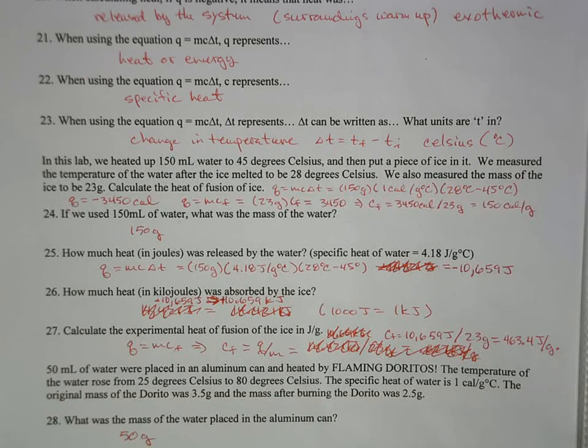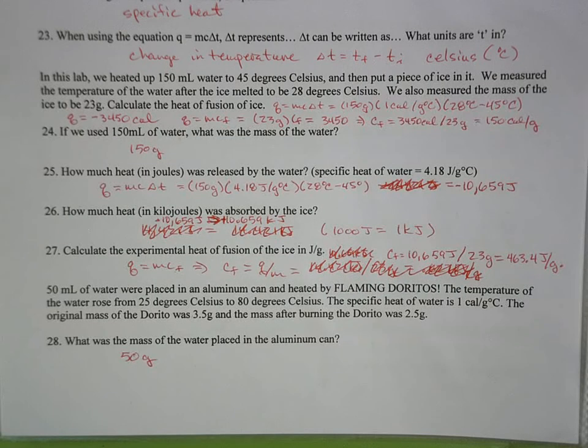Then we have a second one. This is like our chip lab. 50 milliliters of water in a can. We have the flaming Doritos in this case. Temperature of the water rose from 25 to 80. So we're going to go through those in 28, 29, 30, and so forth. 50 milliliters means 50 grams.